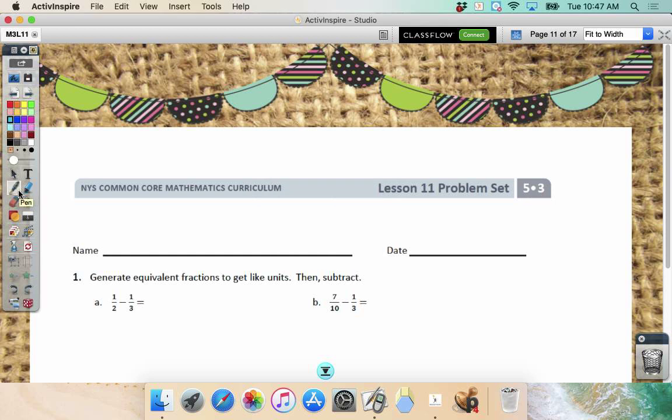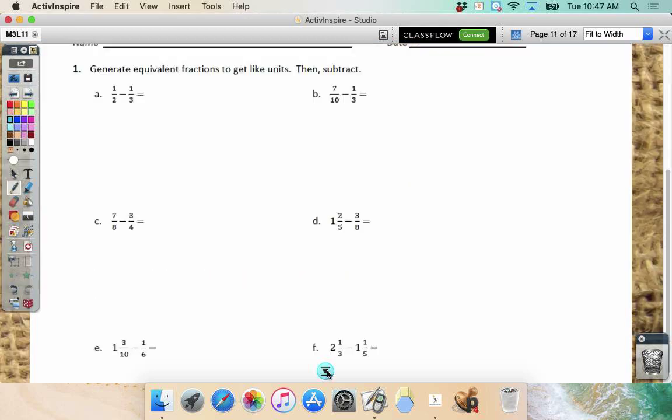Circle the ones that are option 2. Okay? So 2 and 3, what option do you think that is? 1. What about 10 and 3? 2. No, it's option 1. What about 8 and 4? Option 2. Let's circle that one.